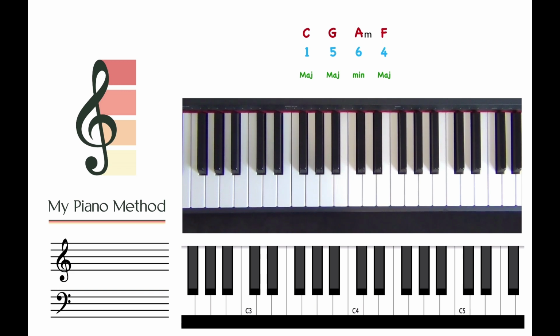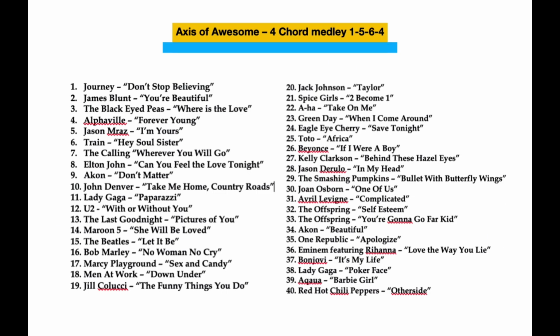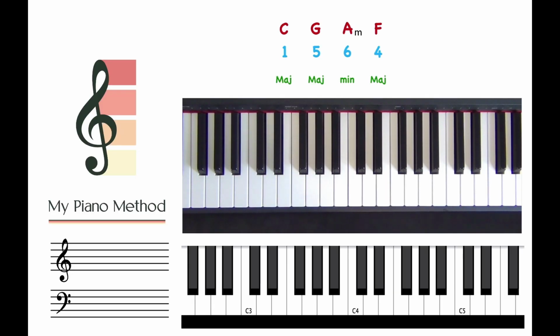If you were to pop onto Google 1, 5, 6, 4 chord progression, hundreds and hundreds of songs would come up. And just like I told you in the very first lesson, there is a really great YouTube video by The Axis of Awesome that shows you this chord progression in action. Now, do remember the first few seconds of that YouTube video does have some swearing in it, so you can forward that. But when they actually get into playing all of the songs, it's absolutely amazing that there's so many songs out there that have just been written based on this one chord progression.